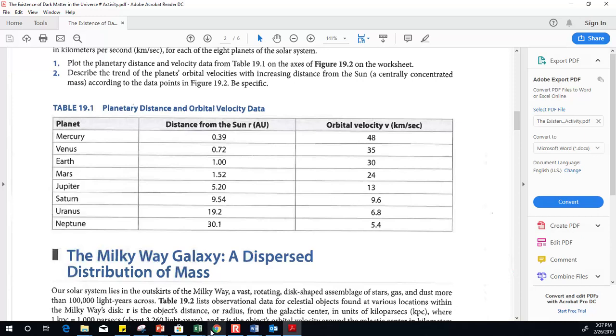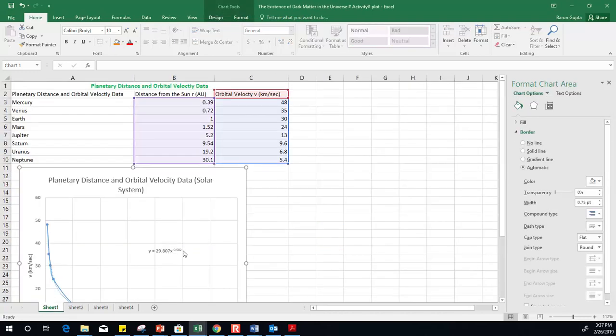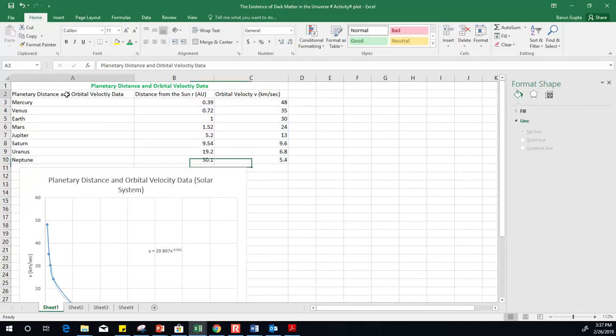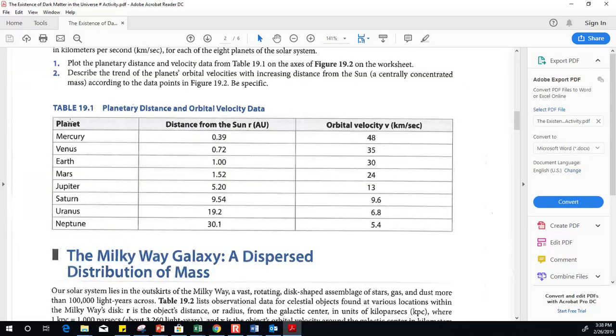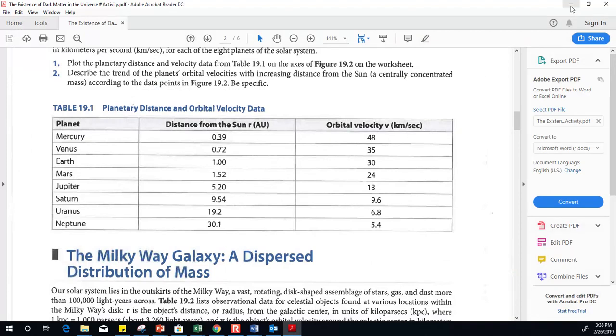How do I plot this one? This is such a simple thing to do. Here I have already done these things. I have put all the names of the planets, the planetary distance, and the orbital velocity. I took this data right from this graph here. You can just copy and paste all the data, or manually add all the numbers into your Excel sheet.